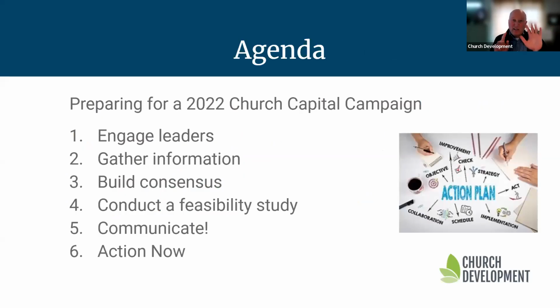We'll cover these 6 topics very quickly. The moment you're aware that your church needs a capital campaign, that's time to do step number 1, engaging your leaders in thinking through the problem. Number 2 is gathering information so that you're informed about the metrics. What are the things you can measure about the challenge that faces you? How you can build consensus. I've got some free resources to give you.